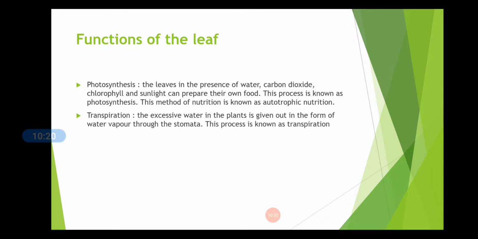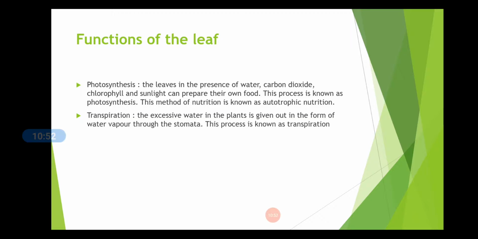Then what happens to this excess water that is taken in? This excess water which is taken in by the roots is given off by the stomata of the leaf. That is, through the stomata of the leaf, water in the form of water vapor escapes into the atmosphere. This is known as transpiration. So, the excessive water in the plants is given out in the form of water vapor through the stomata, and this process is known as transpiration.